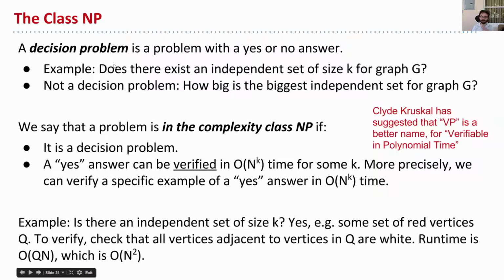An example of a problem that's not in NP, even though it sounds kind of like one, is: how big is the biggest independent set for graph G? This is not in NP simply because it's not a yes-no problem. So if you want to distinguish between P and NP, you can think about it this way: these are the problems where you can verify yes answers quickly. And so Clyde Kruskal, a mathematician, has suggested that VP would be a better name than NP, which would stand for verifiable in polynomial time.